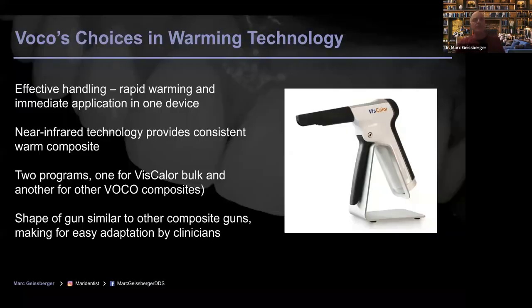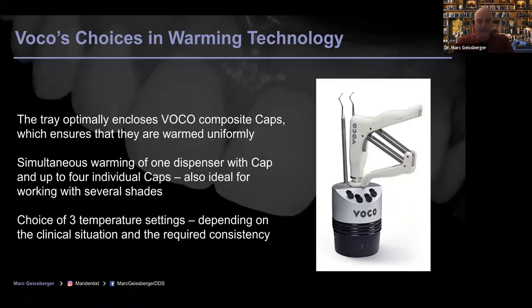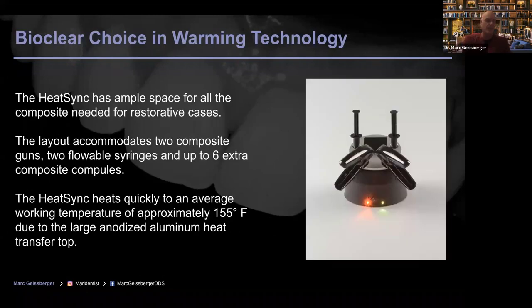Now, there's lots of warmers on the market. Voco has a gun designed to warm composites. So does Adent, and it's a really unique system. We have composite warmers like this. This is similar to one that I use that really can simultaneously warm your gun loaded with your initial color and then up to four additional shades. It's got three temperature settings for us. And those temperature settings are actually quite nice.